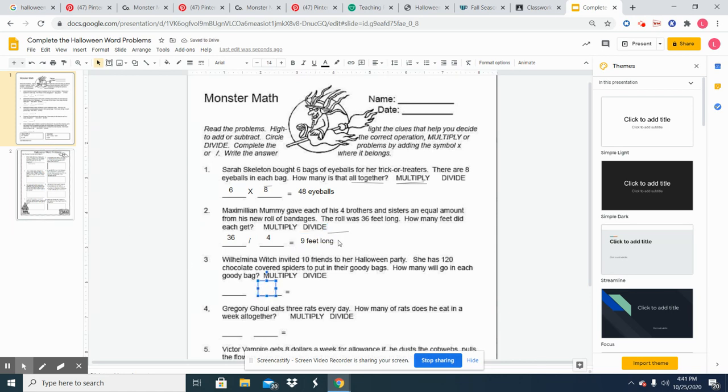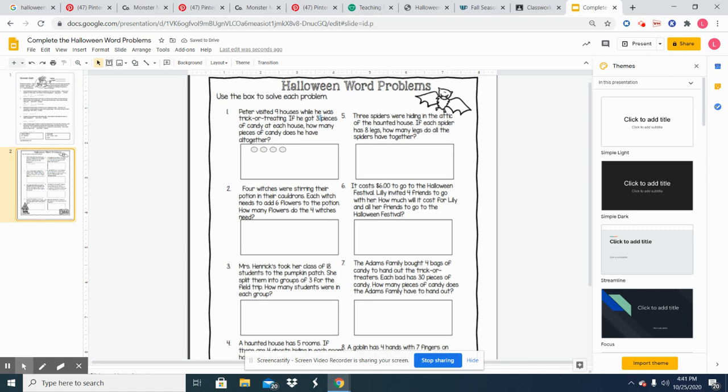Okay. Oops, my line, I'll move it back. There we go. All right, I'm going to have you do the rest of those. These ones we're practicing. So Peter visited 9 houses while he was trick-or-treating. If he got 3 pieces of candy at each house, how many pieces of candy does he have altogether?